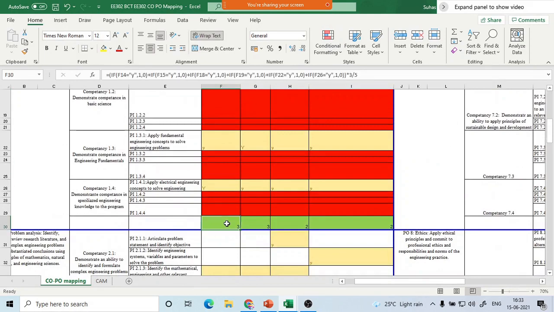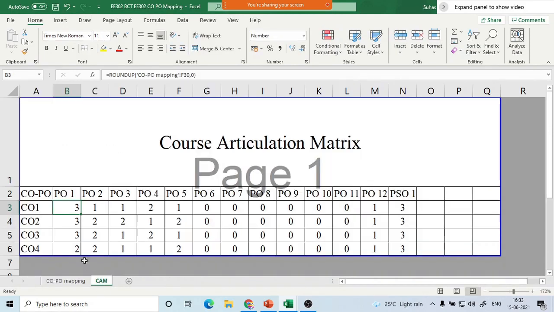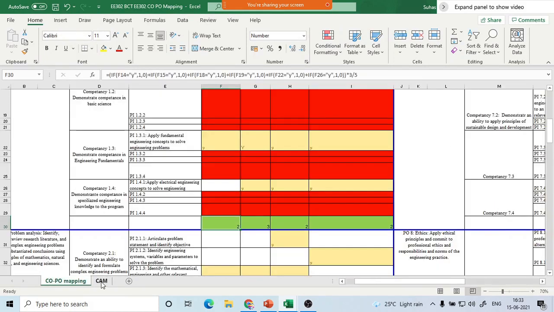What is the value here? 3. And if I remove one of these, it will come to 2. Obviously, it will come to 2 here, so some connection problem will be there. Likewise, you can connect it and we can create a matrix.